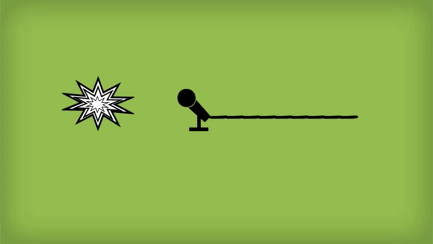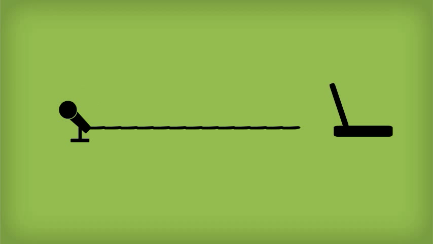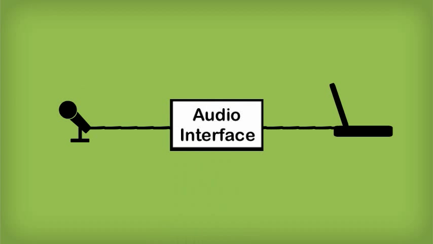Next, what we want to do is to send this information to our computer. However, we can't just send this voltage variation straight in, because computers will not be able to understand them. This is where we will use an audio interface to transform the signal a bit more. Let's take a closer look.